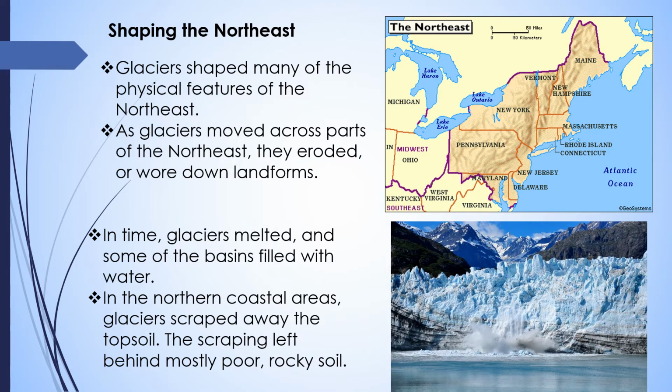Shaping the Northeast: glaciers shaped many of the physical features of the Northeast. Again, a glacier is a huge, slow-moving mass of ice. During an ice age, long ago, glaciers covered more of Earth than today. Could you imagine that? Glaciers moved across parts of the Northeast and they eroded, or wore down, landforms. In time, the glaciers melted and some of the basins filled with water. Of course, many lakes in the Northeast formed in this way thousands of years ago.